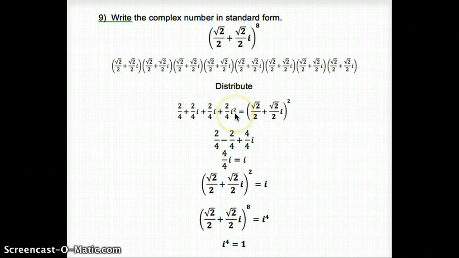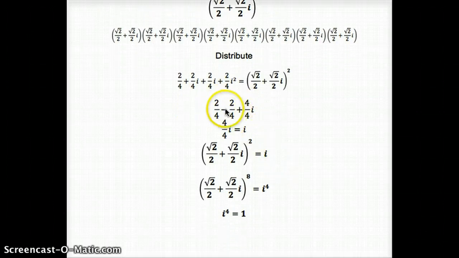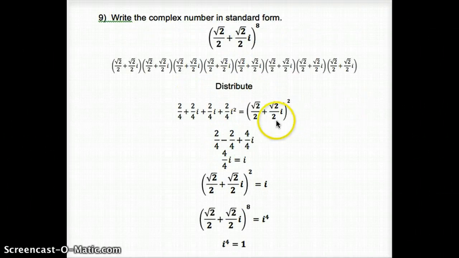And i squared is equal to -1, so when you multiply that by 2 over 4, you're going to get a -2 over 4, so I have 2 over 4 minus 2 over 4 plus 4 over 4i, and these are going to cancel, and that's going to end up giving me 4 over 4i, so 1i. Alright, so now that we know that root 2 over 2 plus root 2 over 2i, squared, is equal to i, we know that root 2 over 2 plus root 2 over 2i to the 8th is going to be equal to i to the 4th. And because i squared is -1, i to the 4th is going to be +1 for your answer.